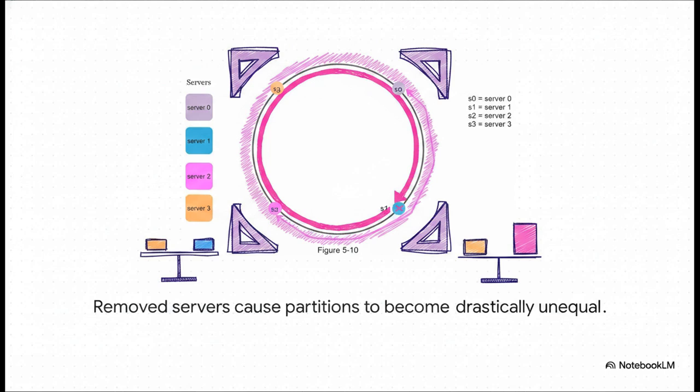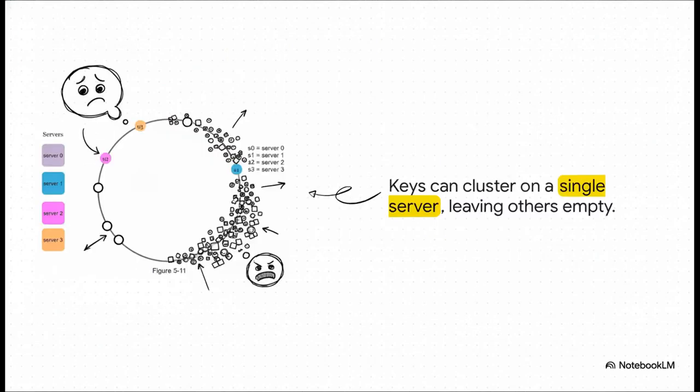Overnight, server 2's partition is twice as large as the others. The distribution of our space becomes drastically unequal. The second issue is non-uniform key distribution. Even if all your servers are perfectly healthy, the randomness of the hash function might accidentally place them very close together on one side of the ring.